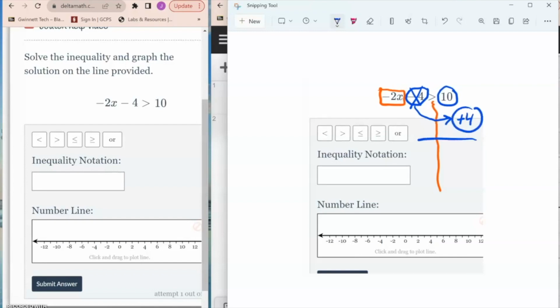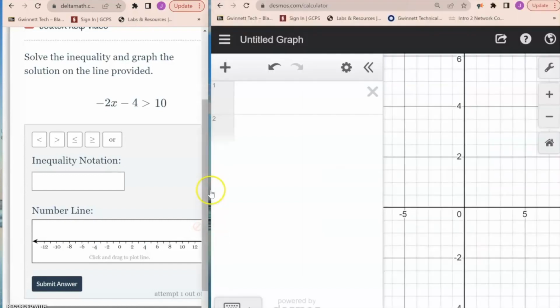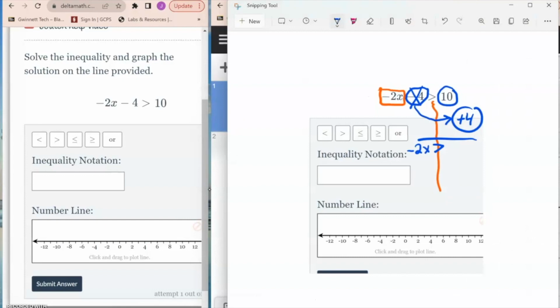Okay, so now I have a box here, which is just negative 2x. On this side, I have greater than. On this side, I have 10 plus 4. And if I just put that in the calculator, in case I don't know, 10 plus 4 is 14. The calculator will tell you. So once again, you can just put it in the calculator. It's going to be 14. Okay, then I'm going to do the next step.